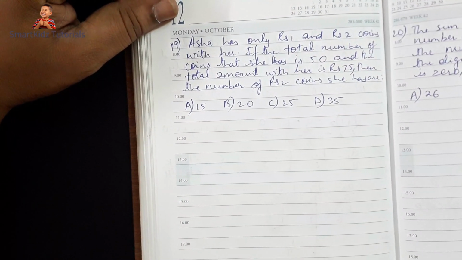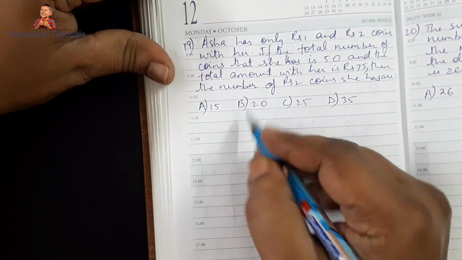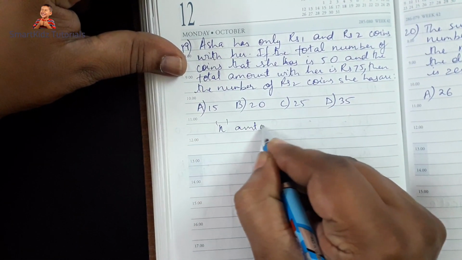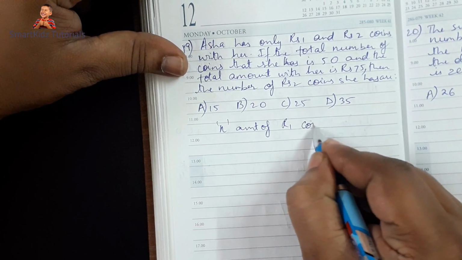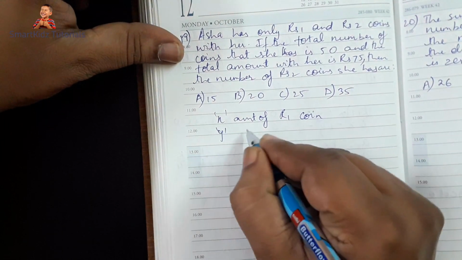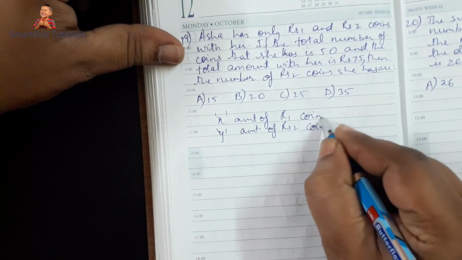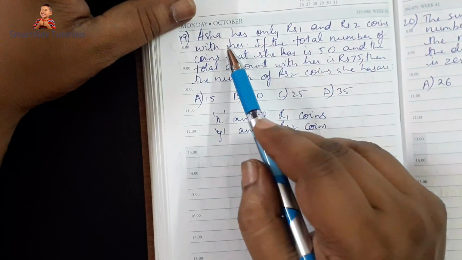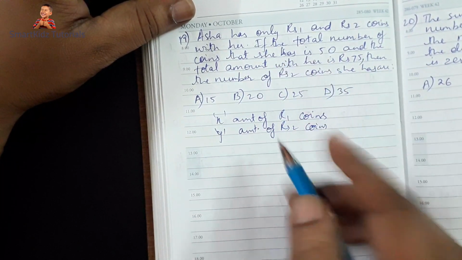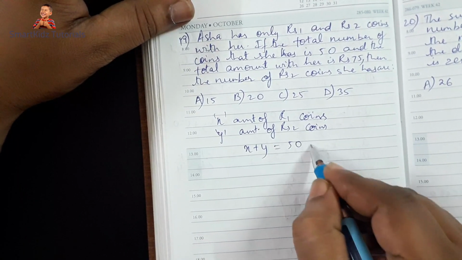Now let's say Asha has got X amount of rupee 1 coins, and she has got Y amount of rupee 2 coins. She has only rupees 1 and 2 coins with her. If the total number of coins that she has is 50, now this X plus Y amounts to 50 coins.